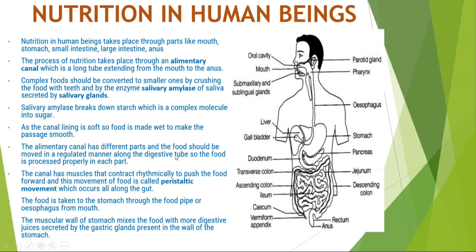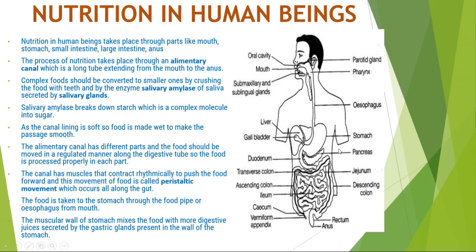Now, the alimentary canal has different parts, and the food should be moved in a regulated manner along the digestive tube, so the food is processed properly in each part. The canal has muscles which contract rhythmically to push the food forward, and this movement of food is called peristaltic movement. It occurs all along the gut, so all over the gut this process continues to happen.